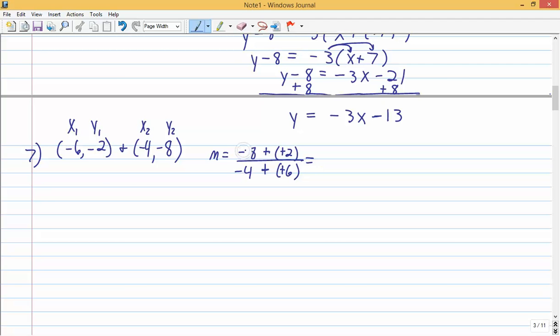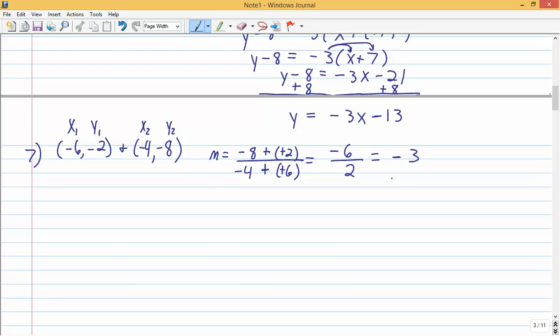So I have minus 8 plus positive 2. This will be a negative 6 over minus 4 plus a positive 6. This will be a positive 2. So negative 6 divided by positive 2 is a negative 3. So the slope of my line that I'm about to write is negative 3.